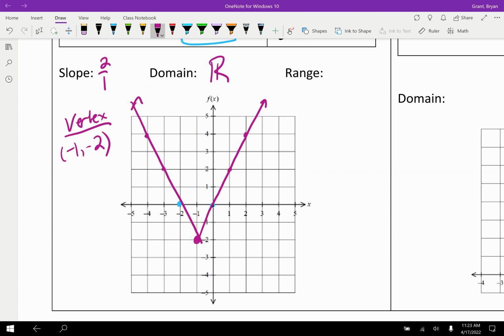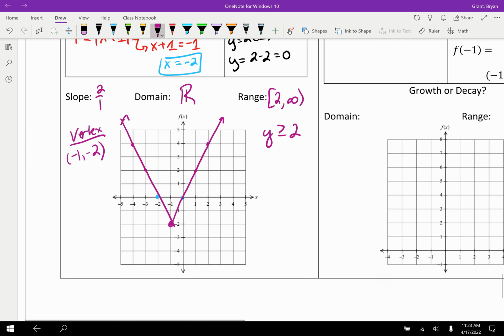Domain, we get infinitely wide. The range, though, different. We are not infinitely tall here because the lowest we get is 2. We do go infinitely up, but we'd only go from 2 to infinity. Or you could say y is greater than or equal to 2.